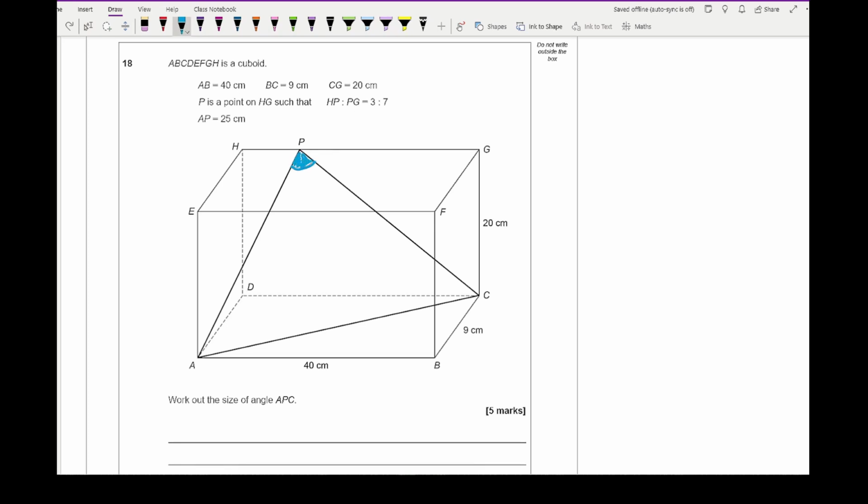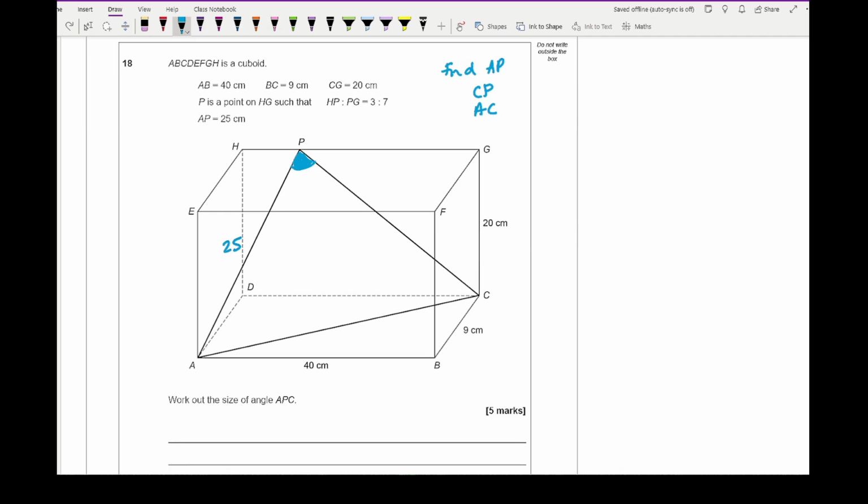Now angle APC is the one that's marked, so let's emphasize that. In order to work out this triangle, I need to use what's most likely going to be the sine rule or the cosine rule. But what I need to do is find the three edges: AP, CP and AC. Looking at the information I've been given, I've only been given AP, which is 25, so I can label this side as 25, but I don't know what the other two sides are.